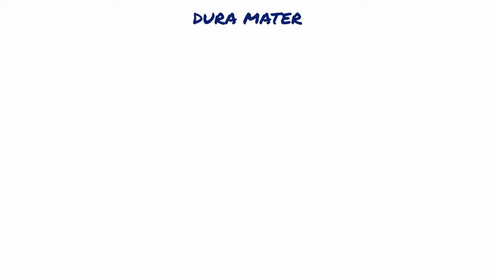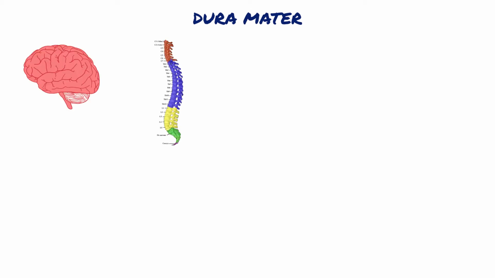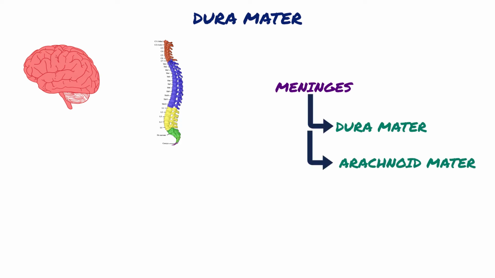The meninges refer to the membranous coverings of the brain and spinal cord. There are 3 layers of meninges, known as the Dura Mater, Arachnoid Mater, and Pia Mater. These coverings have 2 major functions.